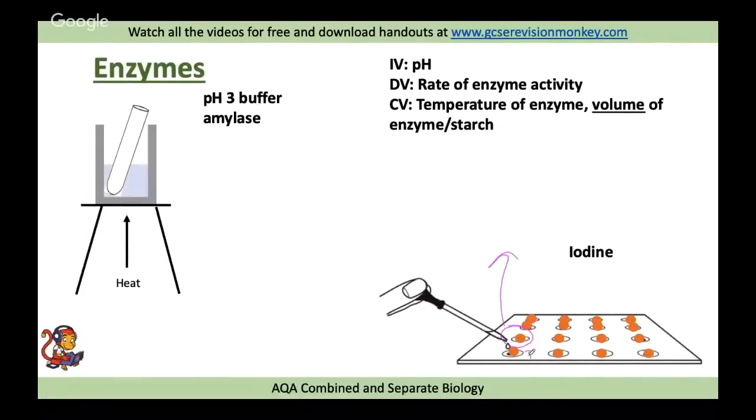So you do it every 30 seconds, 30, 60, 90, 120, etc. And let's say we got to this point and all of these were black and all of that stayed orange. We would know that the reaction had finished and the enzyme had finished breaking down the starch. Now, to calculate a rate from that, if you're doing foundation, I wouldn't worry too much about this, but higher tier, to calculate a rate from this experiment, we need to know the equation 1000 divided by time.